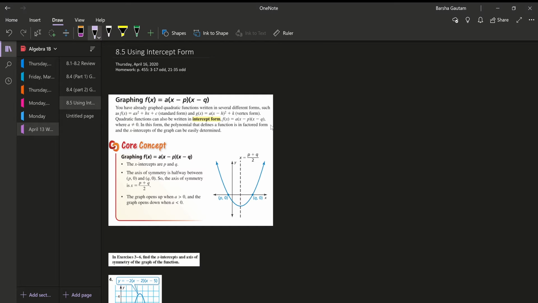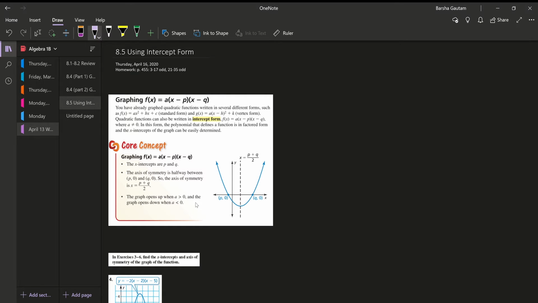In this form, the polynomial that defines a function is in factored form, and the x-intercepts of the graph can easily be determined. So a couple things to note. Notice that the x-intercepts are p and q. The one on the left is going to be p, the one on the right is q. And when we take p and q and add them up, divided by 2, we get the axis of symmetry right over here. This axis of symmetry is halfway between the two. That's why we add them up and divide it by 2.